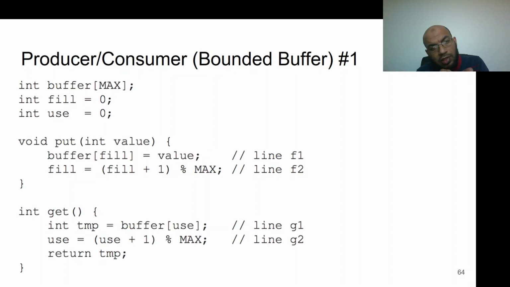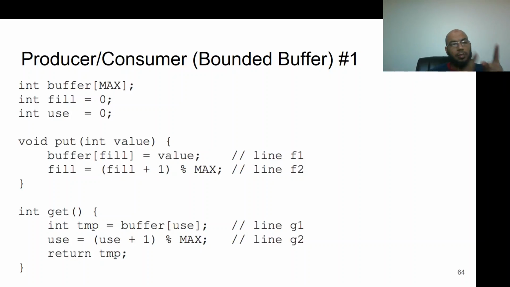And then you take the modulus, fill plus 1 modulus of max, because once you reach the maximum number of elements in the buffer, you want your pointer to wrap around and start from the first element again. Of course, this code can cause issues if you fill the buffer too quickly and you do not get data from the buffer, emptying it quickly enough. You can basically overwrite your data. So this is not perfect code in any way.